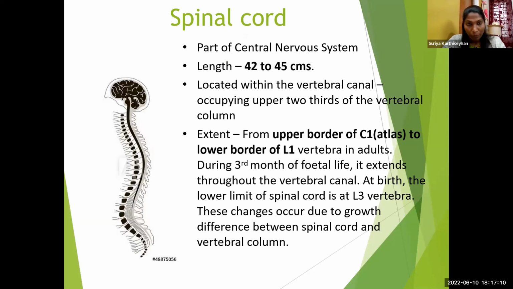We are moving on to the topic proper. So it's the spinal cord. You all know it is a part of the central nervous system. The central nervous system consists of both the brain and the spinal cord. So what is the length of the spinal cord? It is around 42 to 45 centimeters in length. And it is located within the vertebral canal.